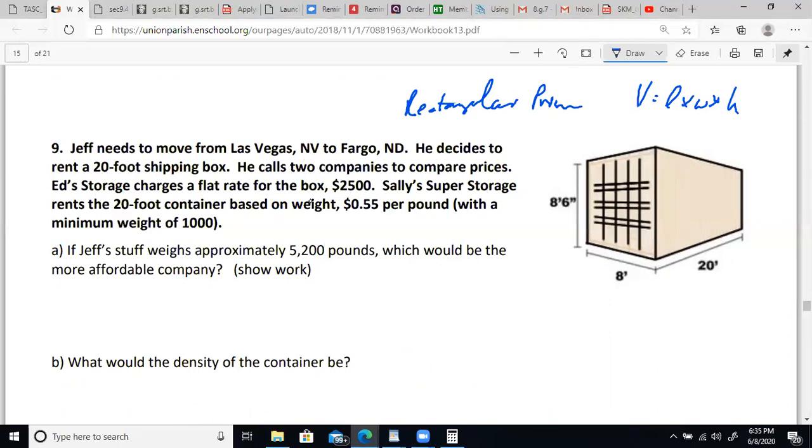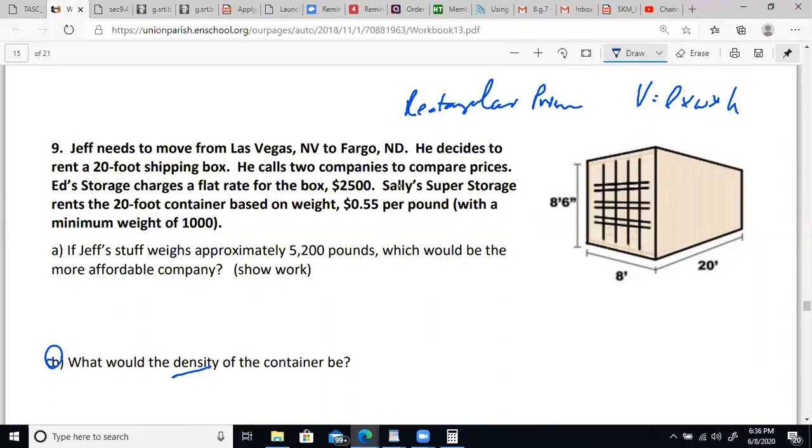Generally, you're going to need that volume. You need to calculate the volume in order to calculate the density. So I just want to focus on density right now. Calls two companies to compare prices. Yeah, that's a good question, but I'm going to just focus on B for time's sake here. It's a 20-foot shipping box.